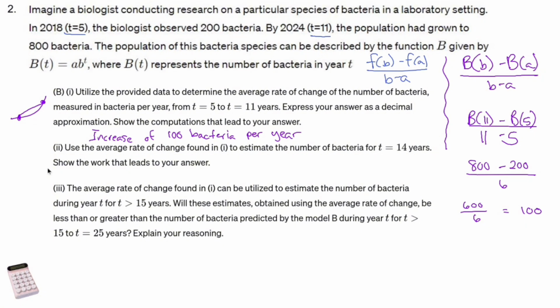So, interesting problem. Use the average rate of change found in 1, which is 100, to estimate the number of bacteria for t equals 14 years. Show the work that leads to your answer. Well, we have 11 years, and 11 years is 800. So the work that I'm going to show is the fact that 14 is 3 years more than 11, and I'm going to multiply that by 100. That's going to end up being 1,100 bacteria.